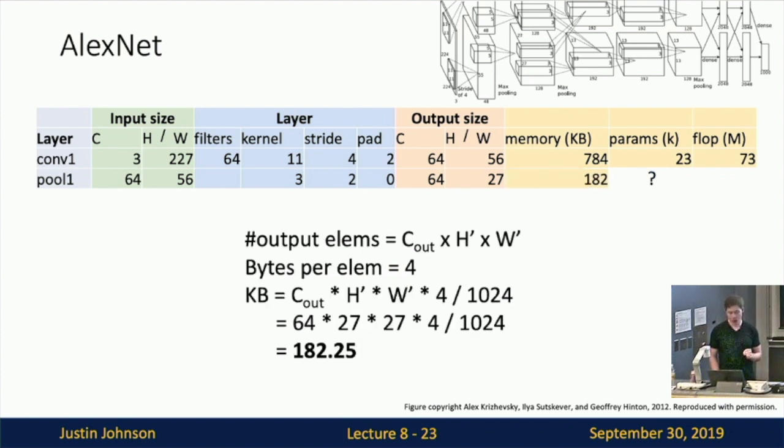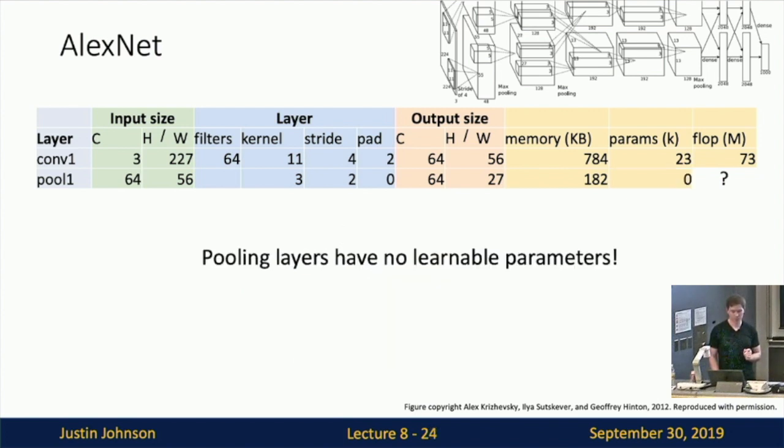And again, we can ask how much memory the output of the pooling layer takes, and we see that we have the same procedure: 4 bytes per element multiplied by the number of elements in the tensor gives us the memory usage at this layer. Next, how many learnable parameters are in this pooling layer? It's 0, because recall, pooling layers have no learnable parameters.